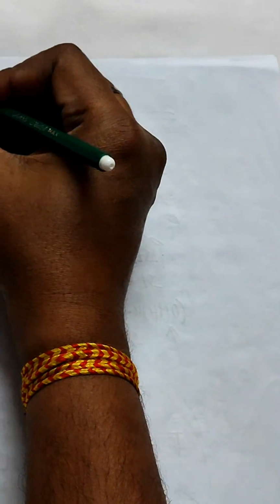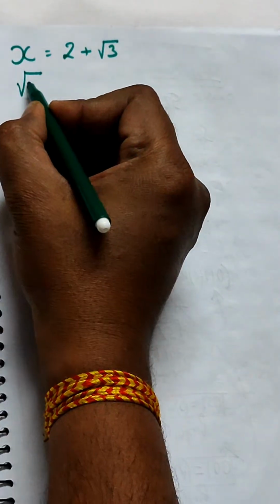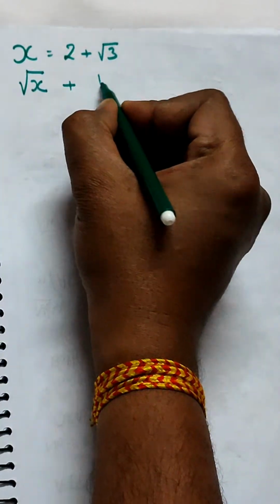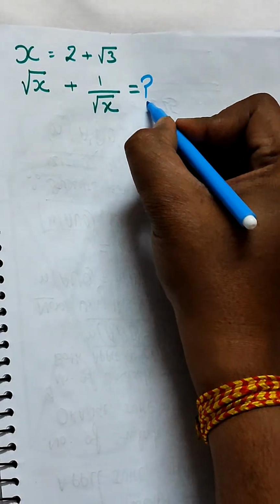It's given that x is 2 plus root 3, right? This is given to you. Now we need to find the value of root x plus 1 by root x. This is equal to what? This needs to be calculated, right? Now let us solve it.